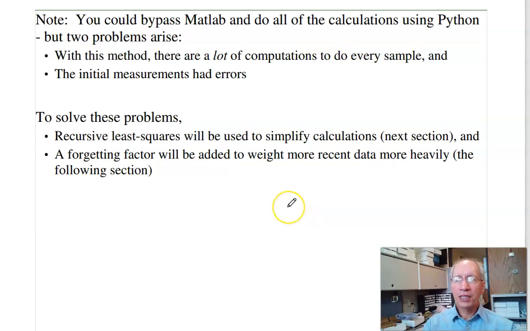Well, the time constant is changing. I might want to use more recent data more heavily, or weight that more heavily. So also look at recursive least squares with a forgetting factor.